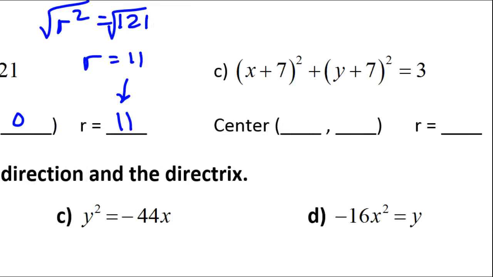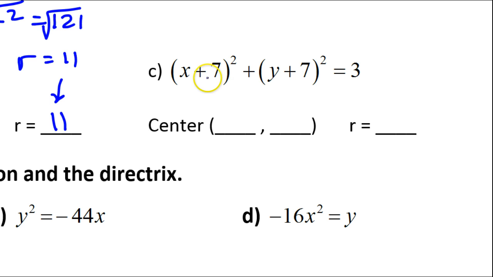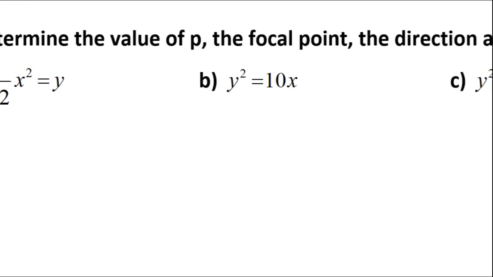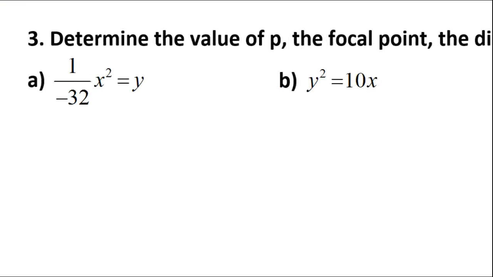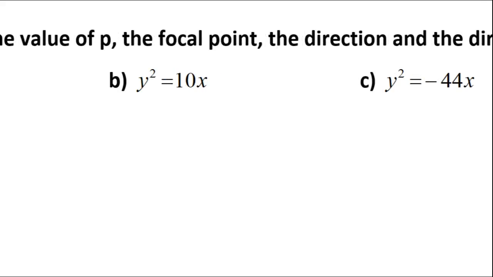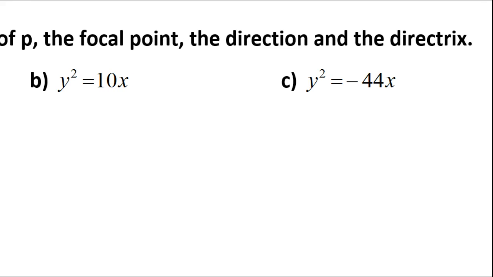Okay, let's look at C. Center should be the opposite of each of these, so that's going to be -7, -7. And the radius will be the square root of 3. For number 3, we have to take each one of these parabolas and find the p-value, the focal point, the direction, and the directrix.